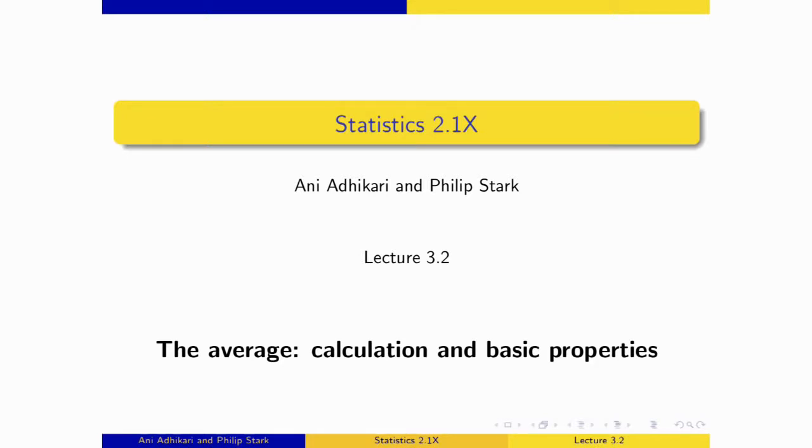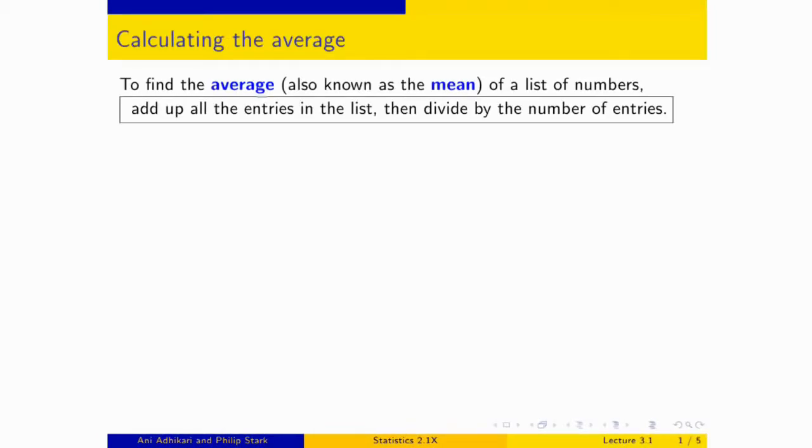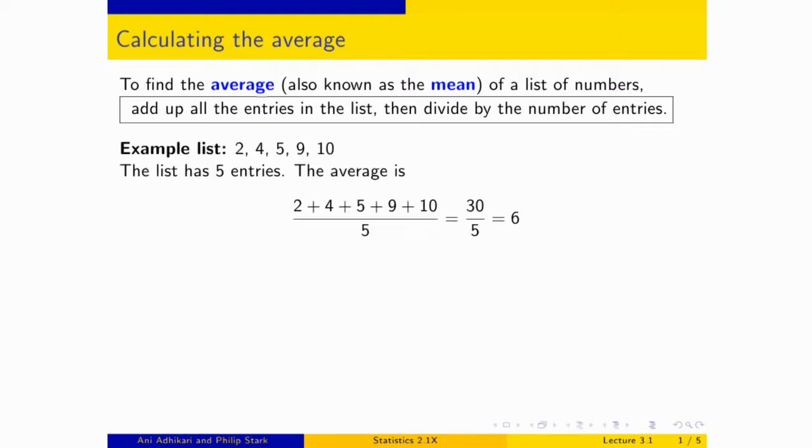Now, how to calculate the average is no big deal. To find the average, you add up all the numbers that you have and you divide by how many numbers you have. I should point out that the average is also known as the mean. I will mostly use the term average, but I will use the mean when it's convenient, and you can use whichever one you want. So, a simple example of a list. The list is 2, 4, 5, 9, and 10. 5 entries there. To find the average, you add up all of these, and you get 30, and then you divide the 30 by 5. That's how many entries you have, and your average is 6. This you've known how to do for a while, I think, most of you.